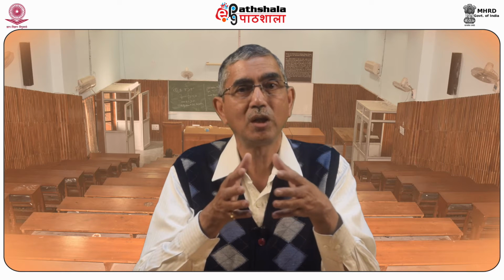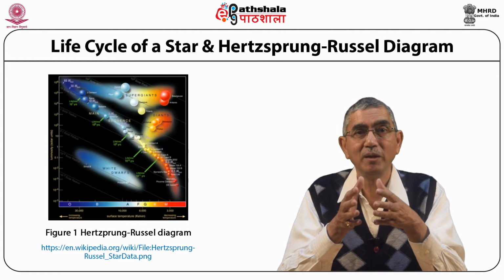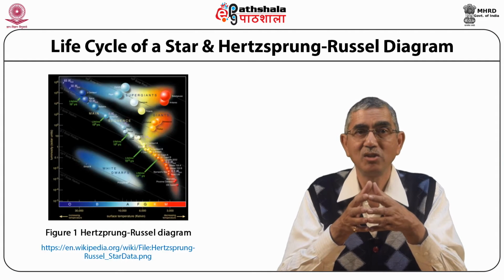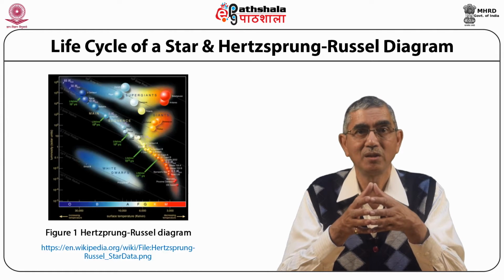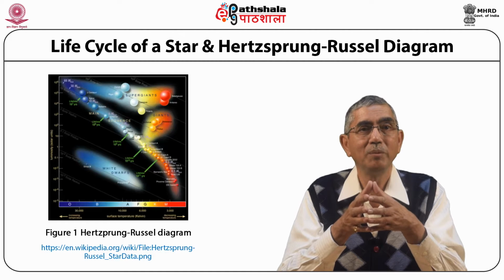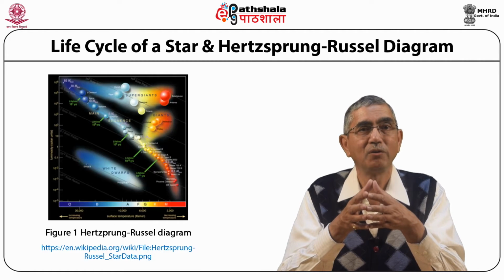The contracted core in the red giant starts getting heated, and a stage comes when a set of new thermonuclear reactions start via the carbon-nitrogen cycle. At this point, it will be interesting to bring in some very interesting data about luminosity of stars versus their surface temperature, leading to the now famous Hertzsprung-Russell diagram, as shown in figure 1.